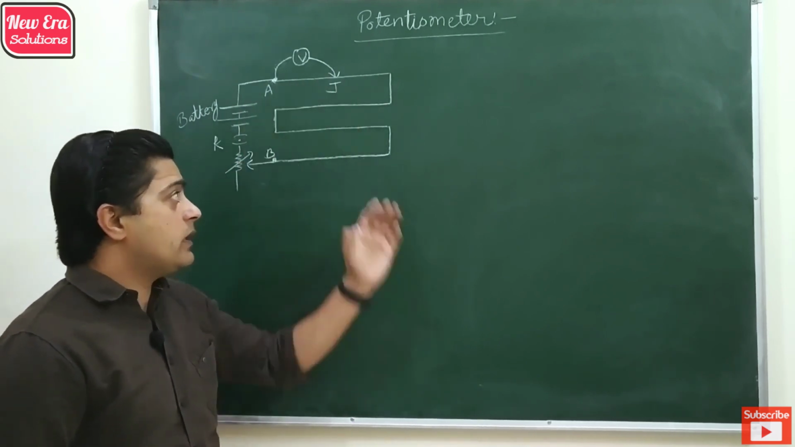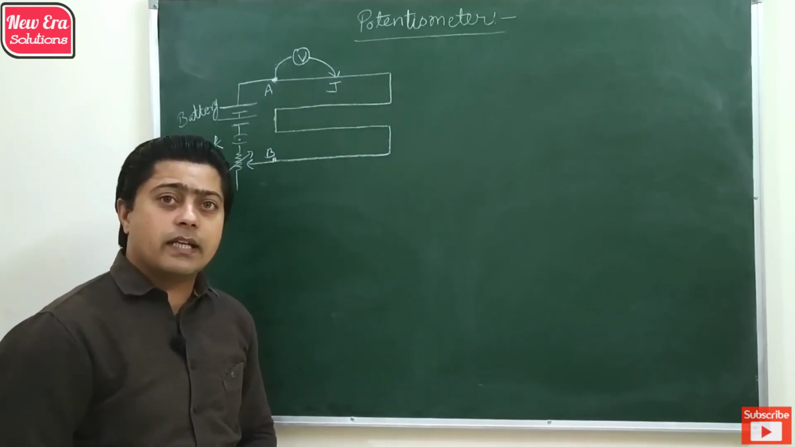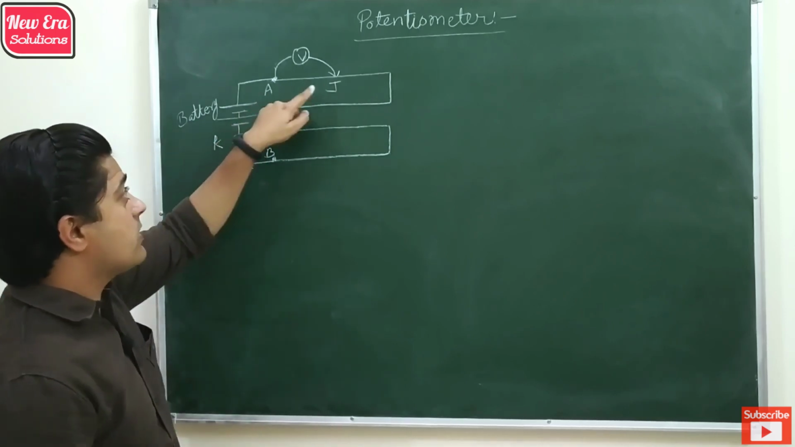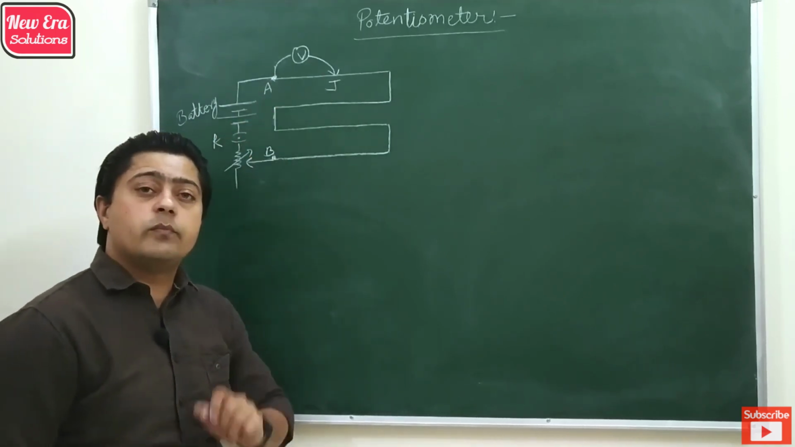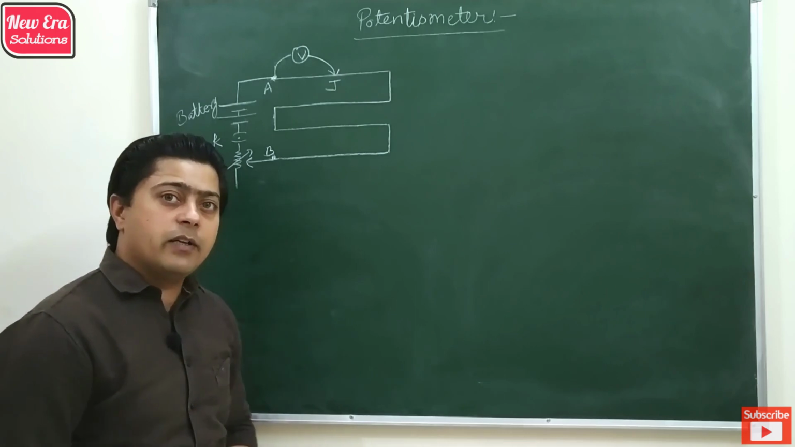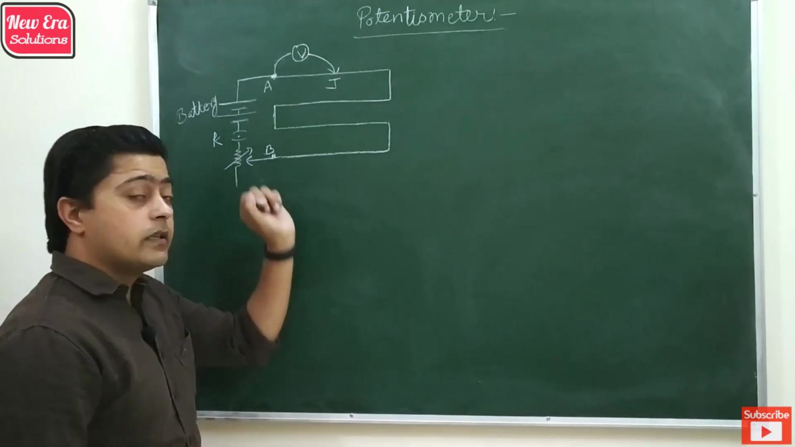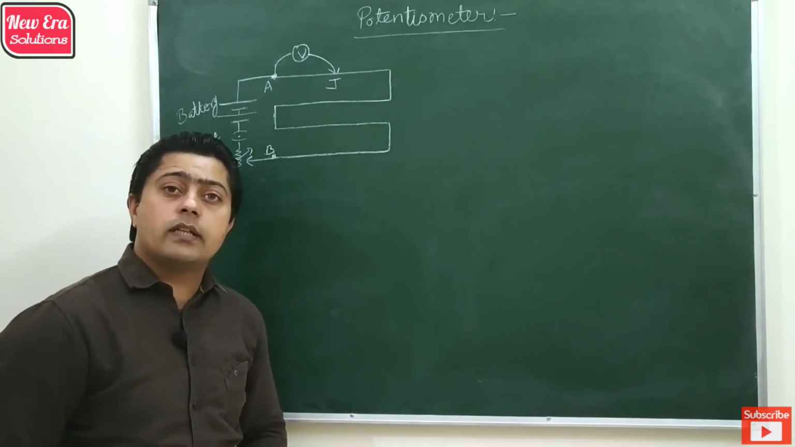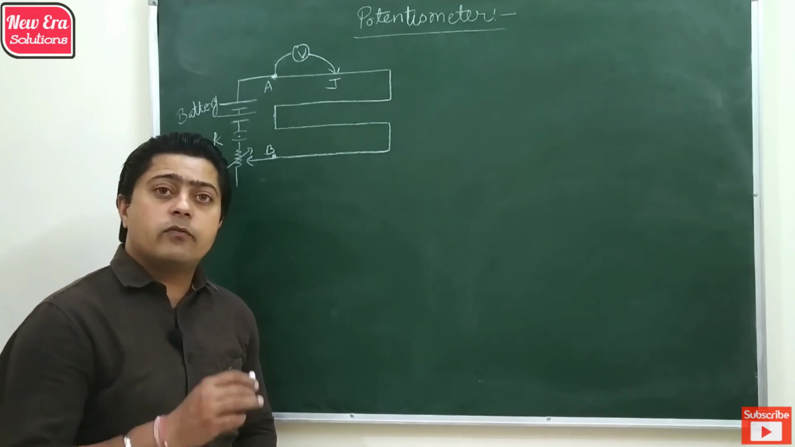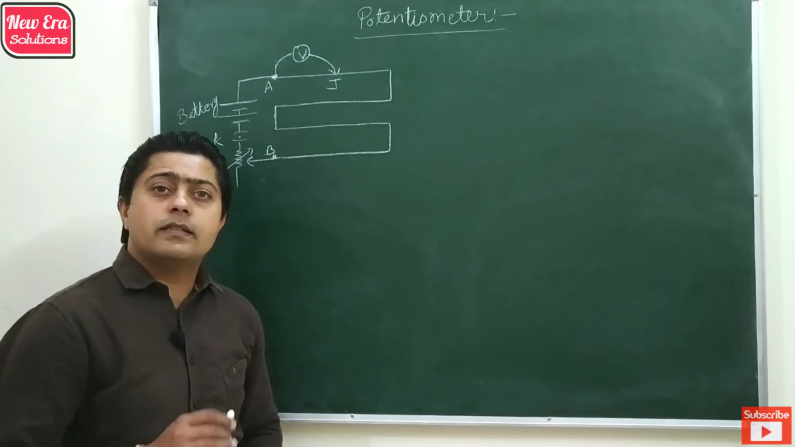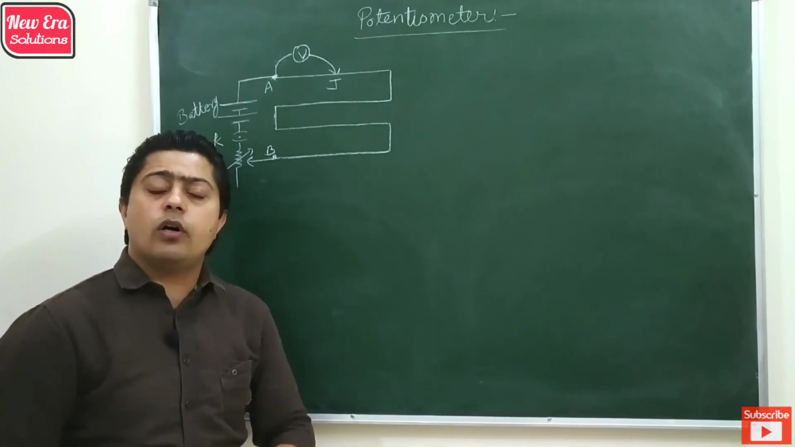Then this arrangement of wire is placed on a wooden scale and we attach a jockey through a voltmeter to measure the potential. And if you move the jockey from A to B, then the potential shown in the voltmeter varies from A to B. This arrangement you observe in your practical lab.